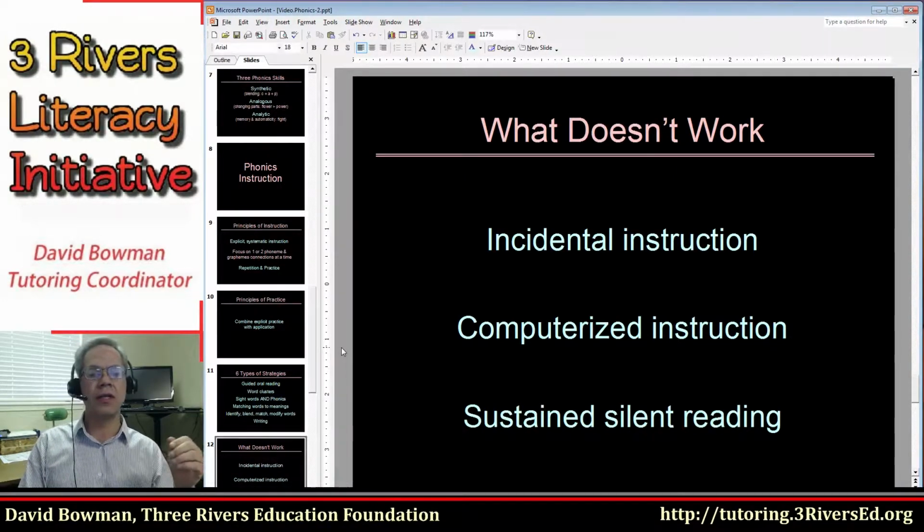And the last one is sustained silent reading. This simply doesn't work for phonics because there is no phonics included. If you're reading silently, you are not working on taking the printed symbols and translating them into speech sounds. That's not what you're doing because it's silent. So that is also not going to work for phonics instruction.